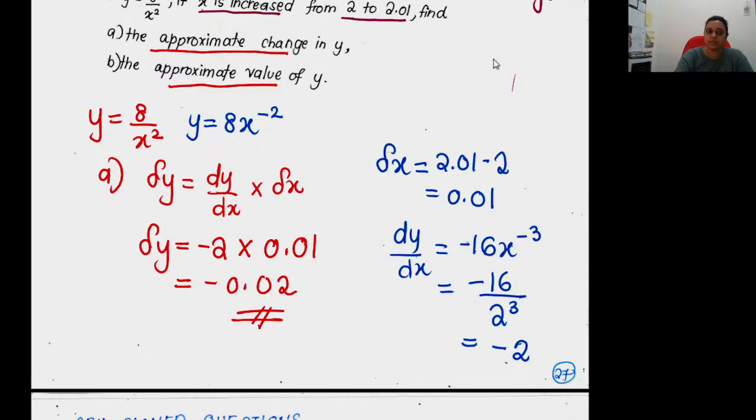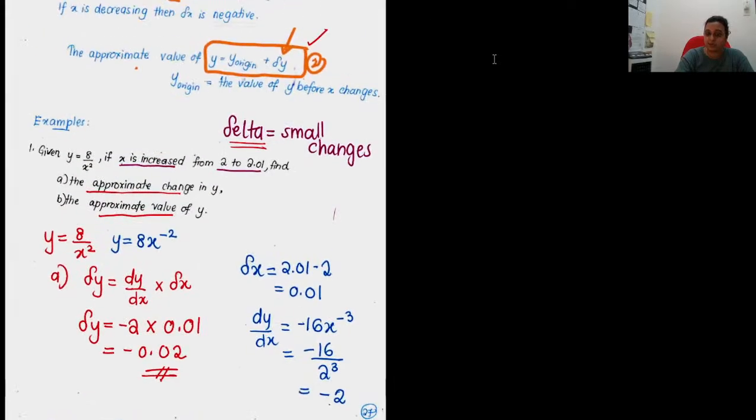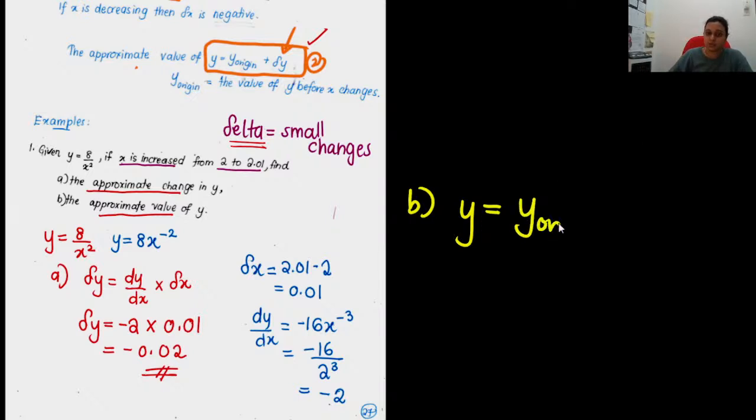For the approximate value, we use the formula. This is for part B. How to find the value of y? You want to know the exact value of y, so take the y original plus the delta y. What is the y original? This one also we do side working first.